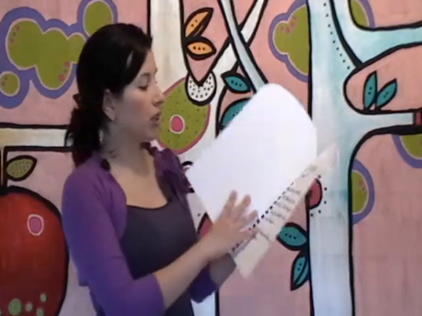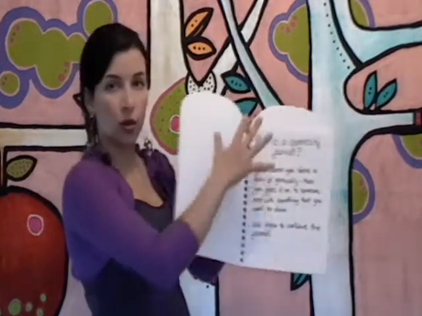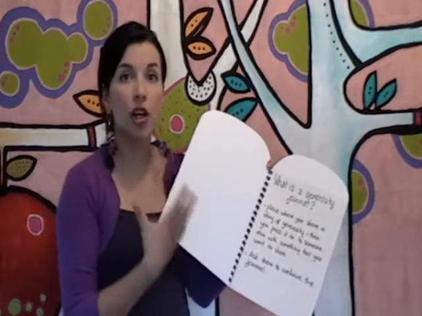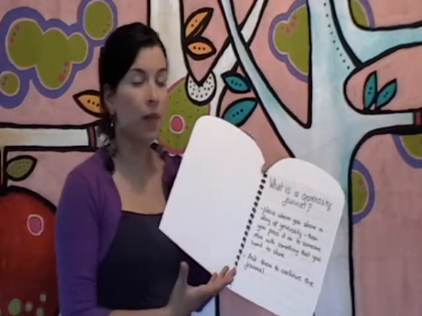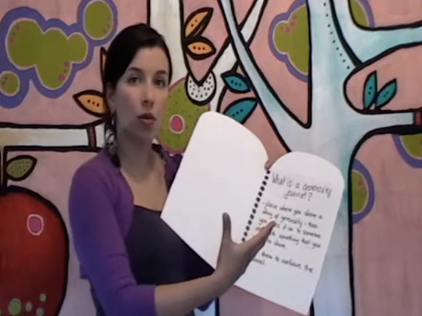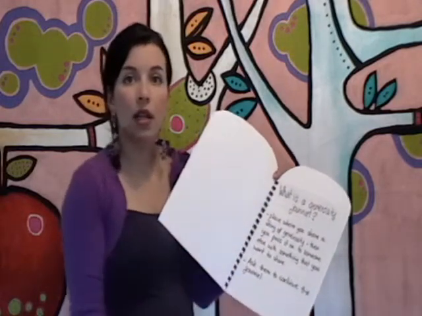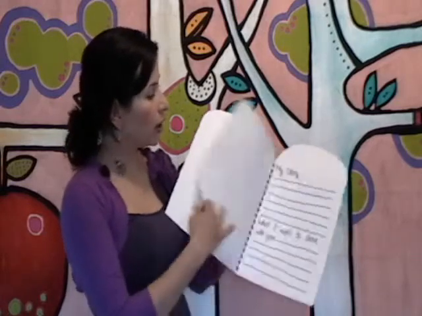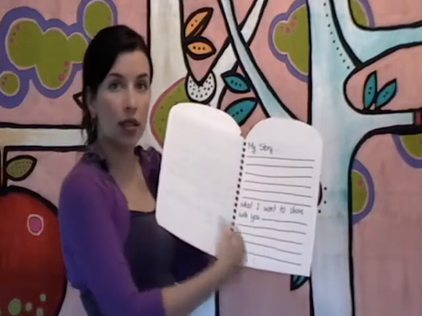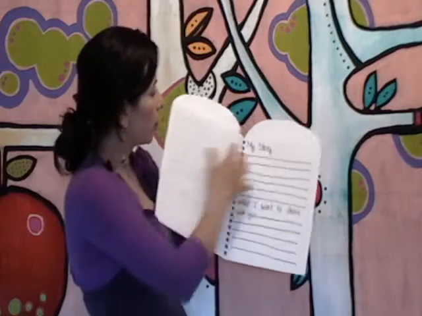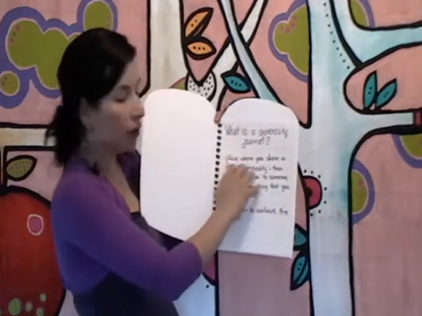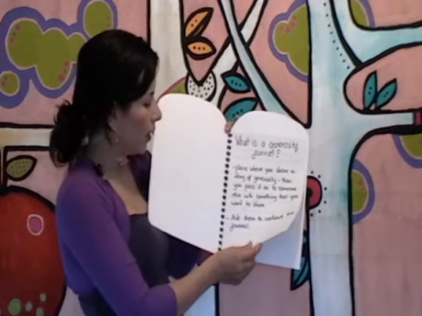And what a generosity journal is, which you want to write at the beginning, is a place where you write a story, you share one of your stories of generosity, and then you pass it on to someone else with something that you're offering to them, and then you ask them to continue to write their stories. So you can start with saying, for example, what a generosity journal is, and then you're going to find your own way of explaining that.